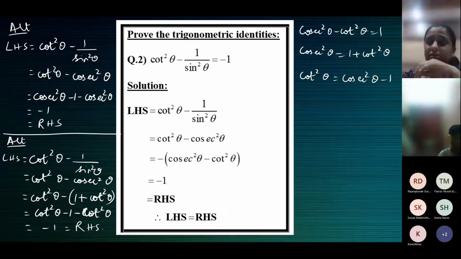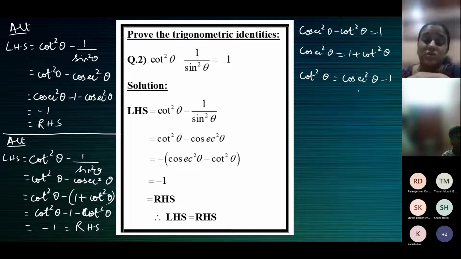All right. So the identity is cosecant square theta minus cot square theta is equal to 1. Now when you transpose, you see cosecant square theta is equal to 1 plus cot square theta. Similarly, if you take cot square theta to the RHS, cot square theta is equal to cosecant square theta minus 1. All this is explained in the videos, children. Please watch.